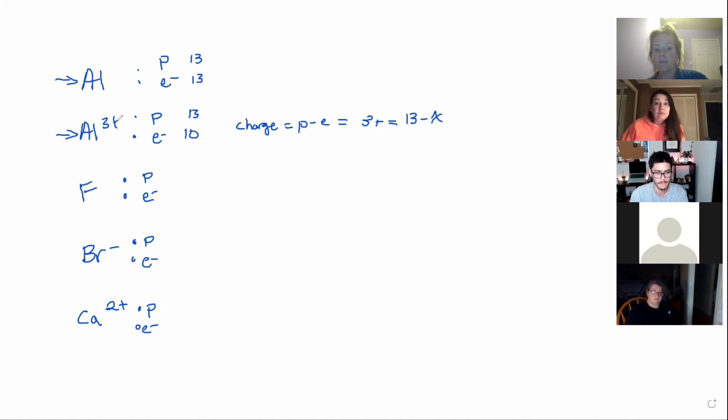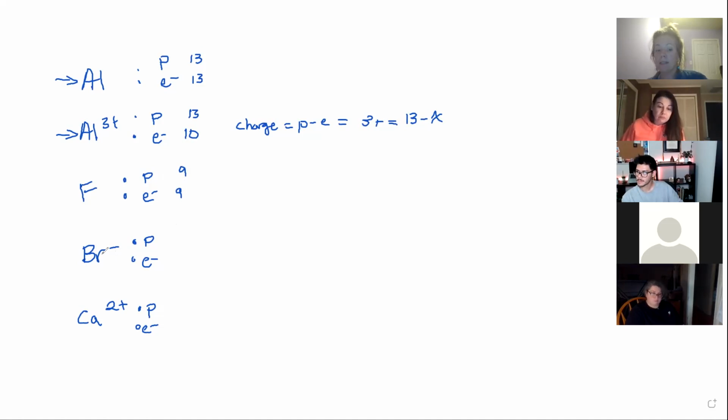Or you can think, hey, he's got a 3+ charge. He's gotten rid of 3 negative things. So strip 3 off. Fluorine, is this talking about the charged particle? It's not. There's no charge in the upper right-hand corner. So we're just going to go with fluorine having 9 protons. And in this case, it also has 9 electrons.